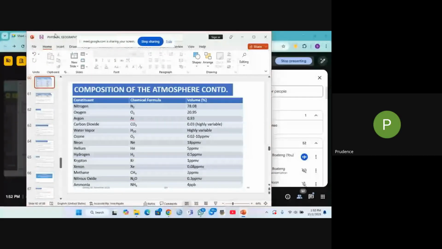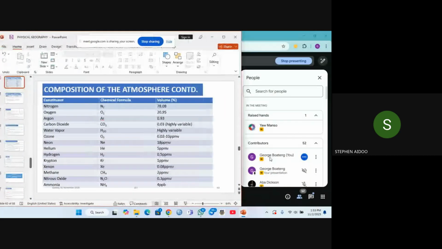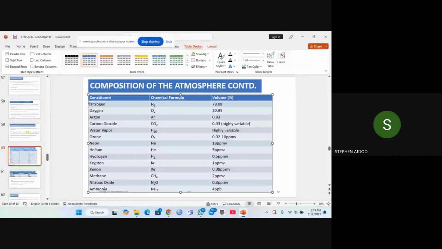Edu. Okay, so let's now discuss the importance of nitrogen, oxygen, carbon dioxide, water vapor, and ozone. Quickly. Take charge. Okay. So, colleagues, what are the importance of these gases? The gases just mentioned. What are the importance, please?